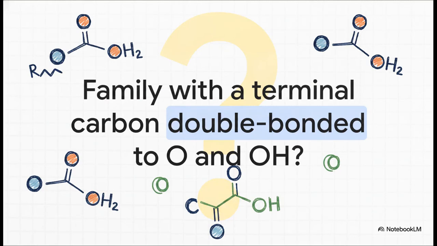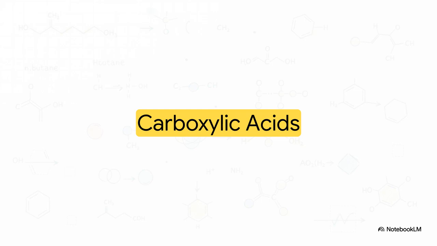Let's do another quick concept checkpoint to test your functional group recognition. Can you identify the specific organic family defined by a terminal carbon, meaning it's at the very end of a chain, that is both double bonded to an oxygen and single bonded to a hydroxyl group? Any guesses? Well, if you combined the carbonyl and the hydroxyl in your head, you got it. That configuration creates carboxylic acids.